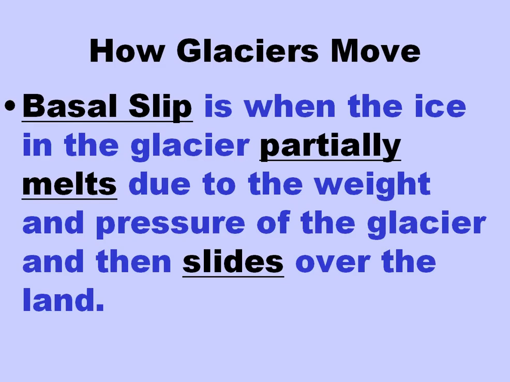So how do these glaciers move? Well, there's a couple of ways that they can move. One way is called basal slip. This is when the ice in the glacier partially melts due to the weight and the pressure of the glacier on top of it. So if you can imagine a glacier being thick enough that all the pressure from the top of the glacier is pushing down on it, it can cause the bottom of a glacier to actually partially melt. And as long as you have gravity, some of that glacier is going to slide on that thin layer of not molten, but melted ice, which is now water.